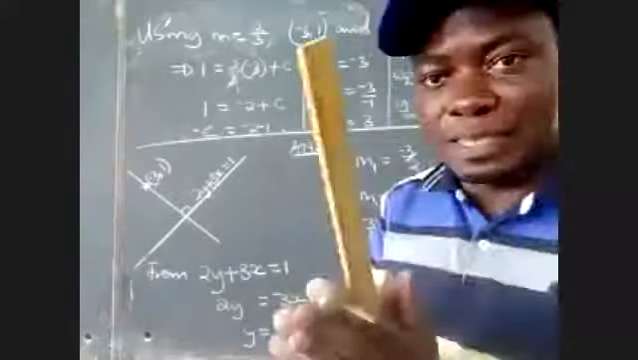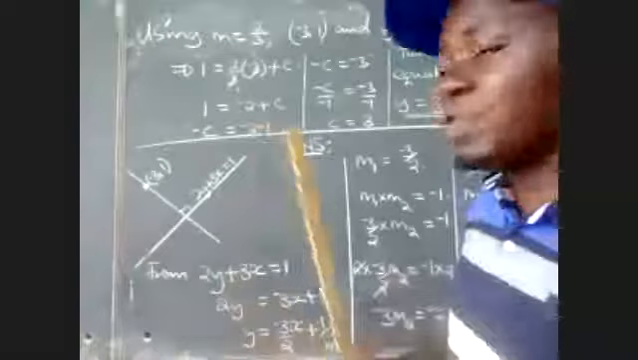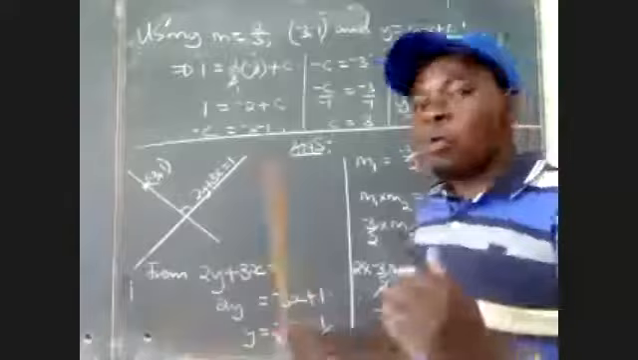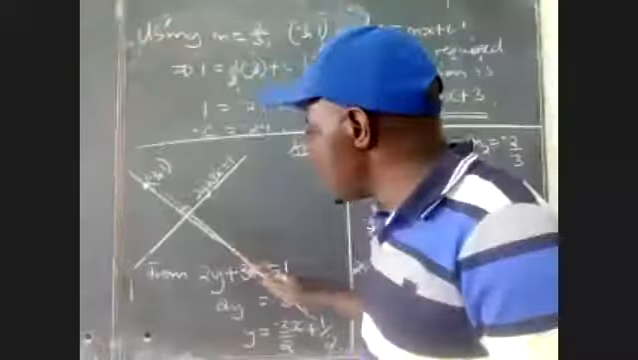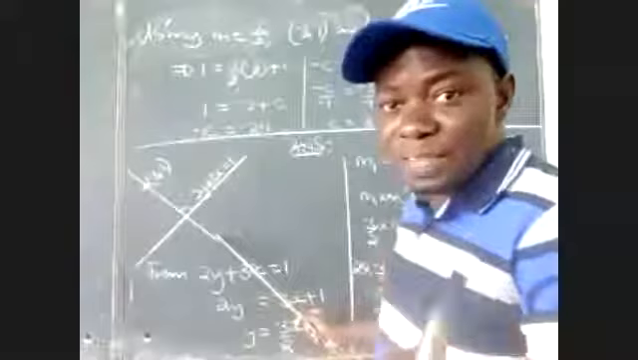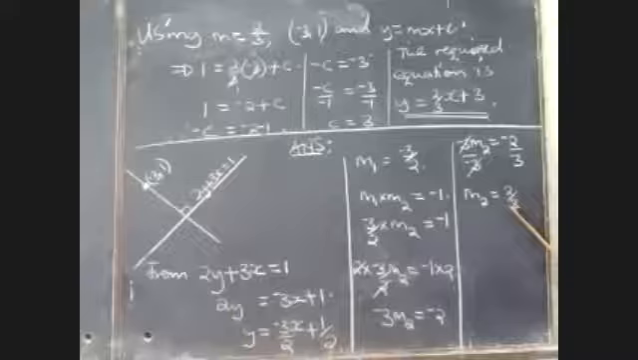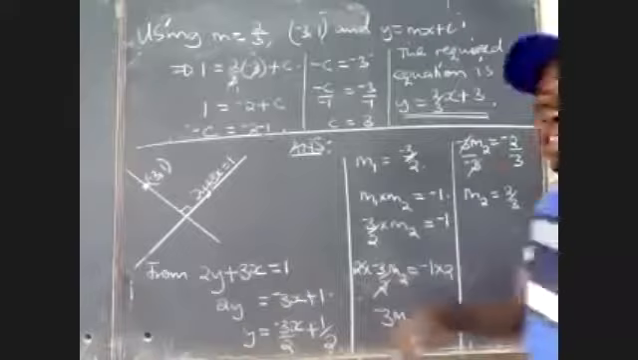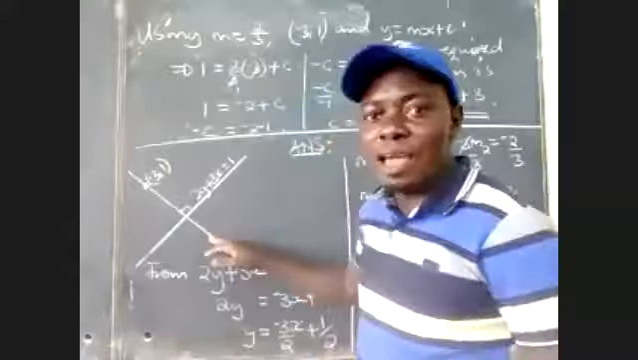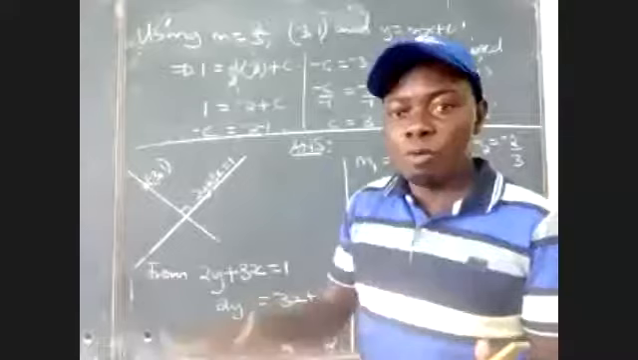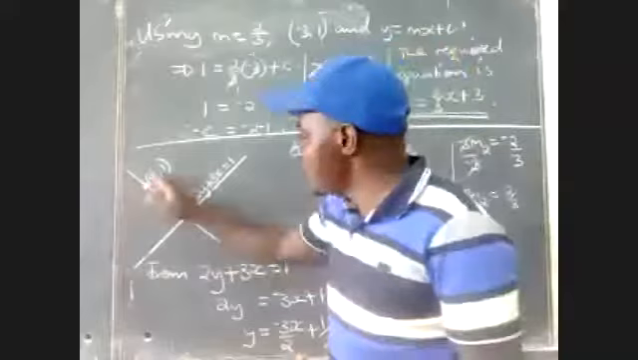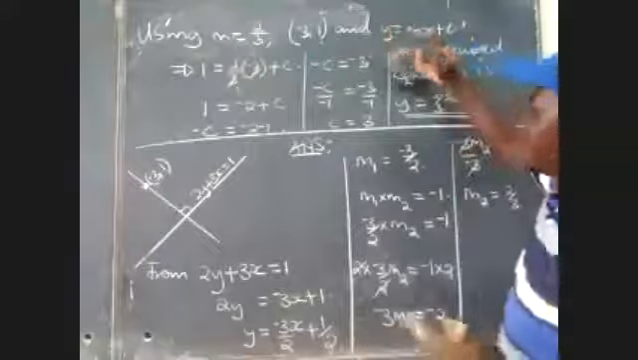Now, the second part is to use the condition for perpendicular lines. We are told that these lines are perpendicular, so m1 times m2 is equal to negative 1. That's the condition for perpendicular lines, and we all know that. So we use it here to get the gradient of the second line. After getting the gradient of the second line, now we have a point and the gradient of the line. We can get the equation of that line, and that's where we started from, by the way, when we started this topic. So given the gradient and the point on the line, we use this to get the equation of this line, which is now this.